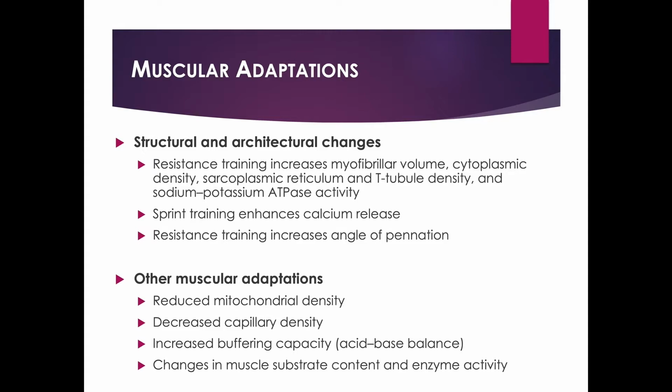Resistance training increases myofibril volume, cytoplasmic density, sarcoplasmic reticulum, T-tubule density, and sodium-potassium ATPase activity. Sprint training enhances calcium release. Resistance training increases the angle of pennation. You also will see reduced mitochondrial density, decreased capillary density, increased buffering capacity, and changes in muscle substrate content and enzyme activity. So these are all just the biochemical changes that you'll see from resistance training.